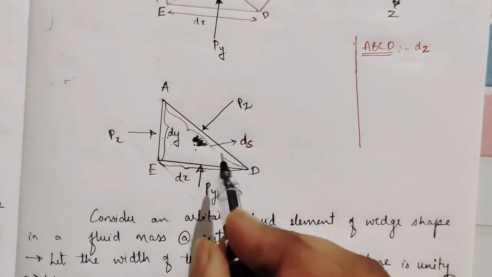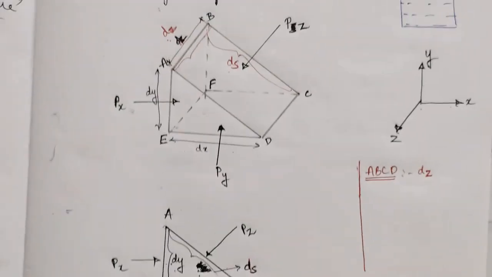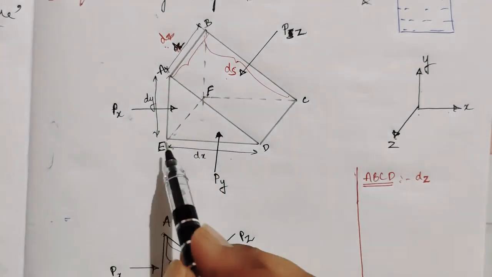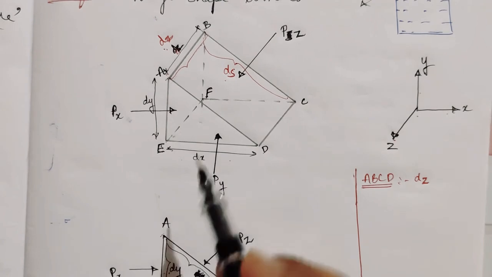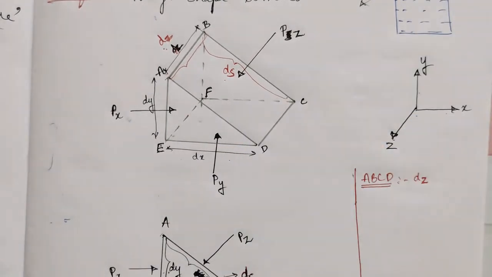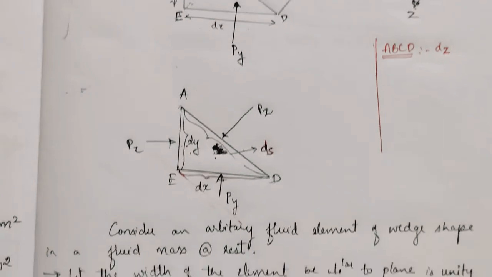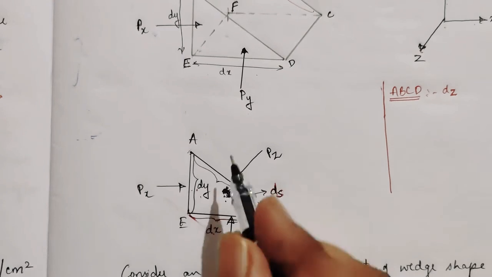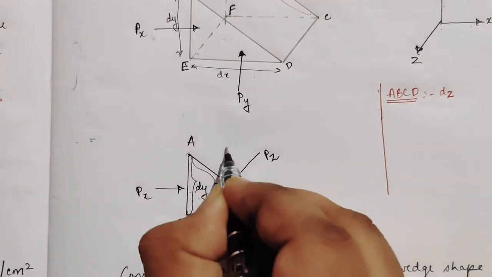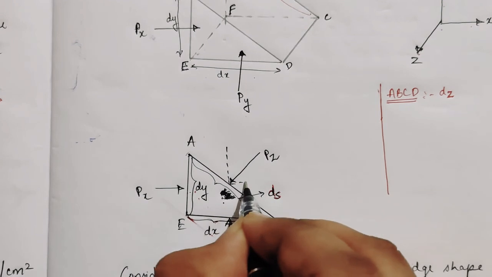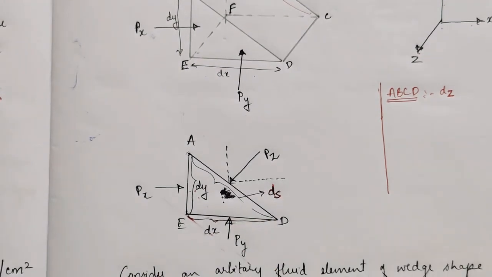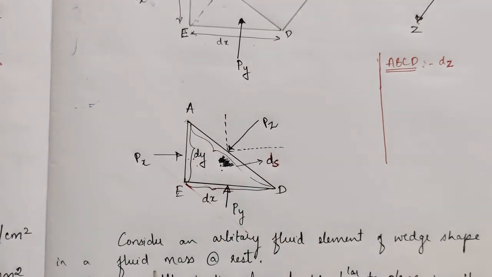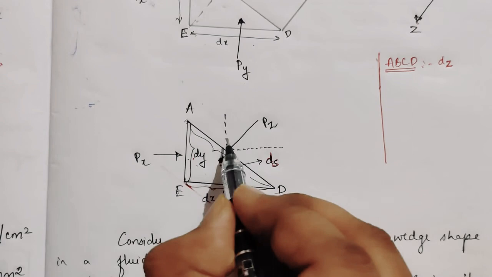ABCD is one face, ABEF is one face, EFCD is also one face. On all the three faces, the perpendicular force acting is the pressure force, right? Now this PZ is also inclined, so I'll resolve these forces here. Whenever you get an inclined force on the surface, it is normal to the surface, and we should resolve it. I'll take this angle as theta.